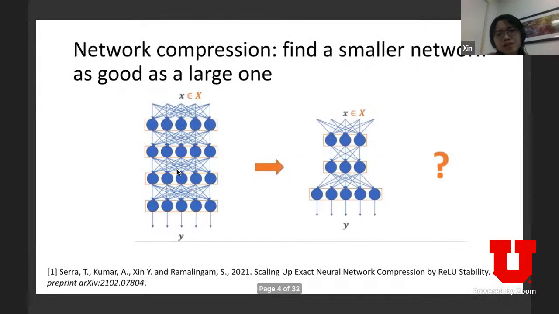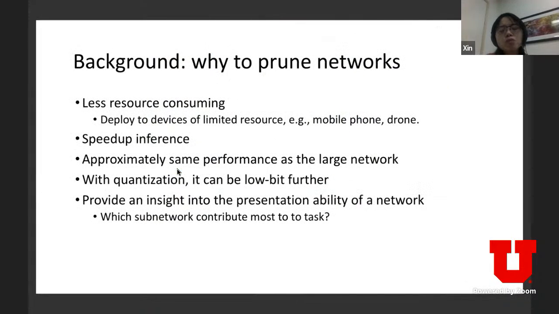Actually, last semester, I already talked about why we need to do compression and what network compression is, so I will spend a few minutes recalling this content. Network compression tries to find a smaller network that is as good as a large one. The reasons why we need network compression are as follows. Firstly, on some special devices, like mobile phones, we need to use fewer resources. And also, we can use network compression to speed up inference.